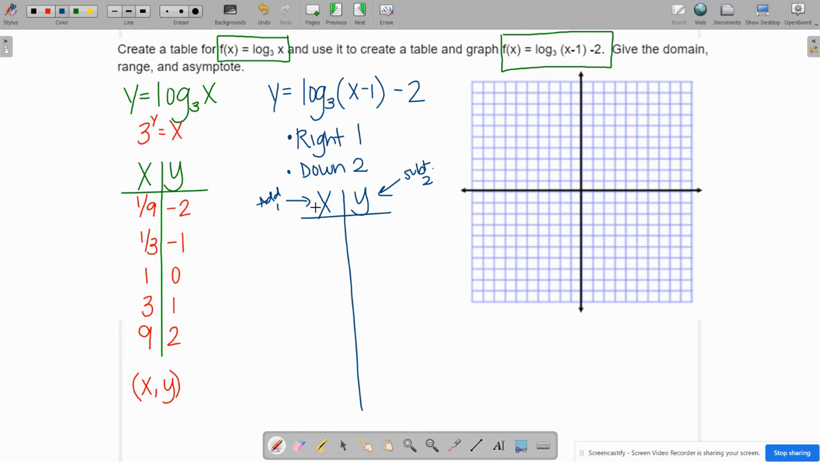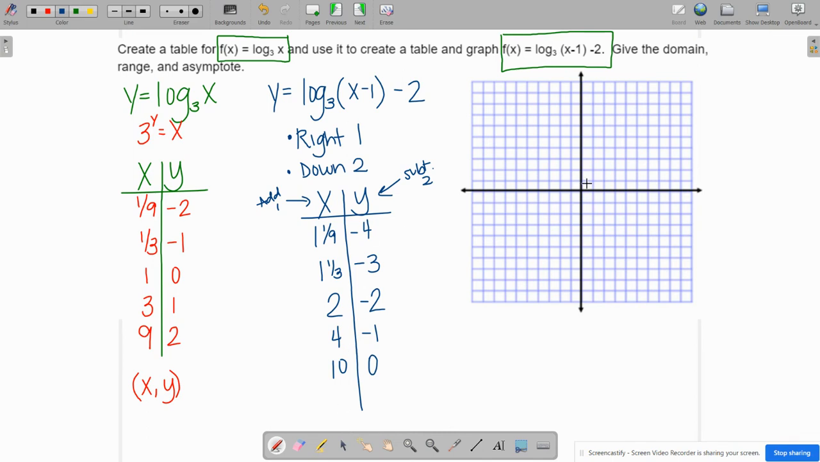If we are adding 1 to all of our x's, that means we would have 1 and 1/9. But subtracting 2 from the y, we would have a point at negative 4. Adding 1 to x, we would have 1 and 1/3. But subtracting 2 here would be negative 3. Adding 1 would be 2, and subtracting 2 would go to negative 2. Adding 1 to 3 would be 4. Subtracting 2 from 1 is negative 1. And adding 1 to 9 would be the point 10, comma, subtracting 2 over here would be 0.